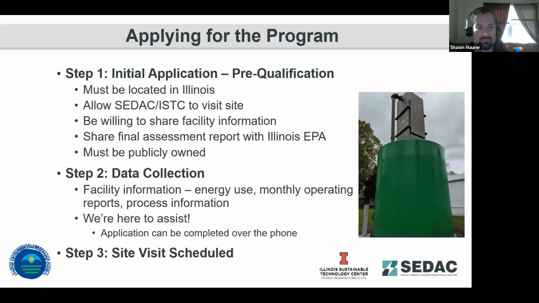So once we've got that initial application in, then we start that data collection process. We'll work with you over the phone, gather some initial information about the equipment at your facility, operations that you have, so we have an idea of what we're going to see when we come out for the site visit. We'll also start gathering that utility information and those monthly operating reports.